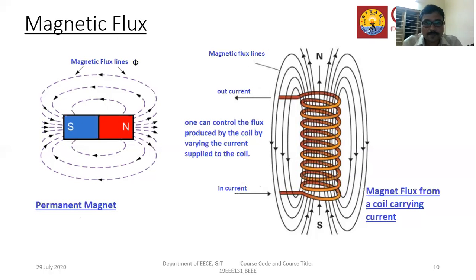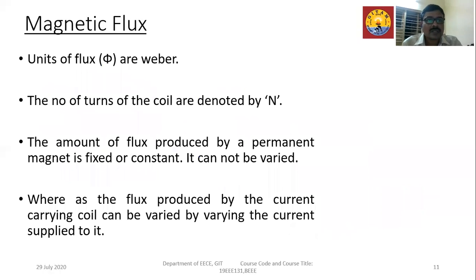Next, the unit of flux is Weber, and the number of turns of the coil is denoted by N, right? The amount of flux produced by a permanent magnet is fixed, as I have told earlier, and it cannot be varied. Whereas the flux produced by the current carrying coil can be varied by varying the current supplied to the coil.